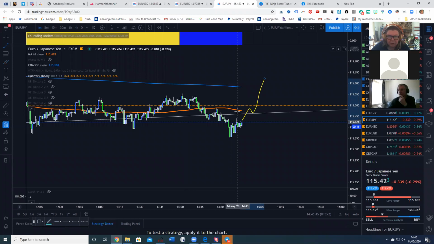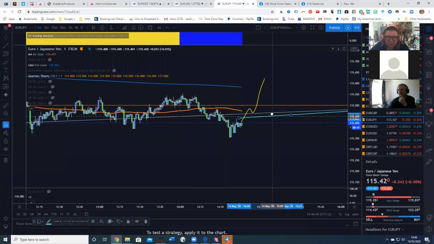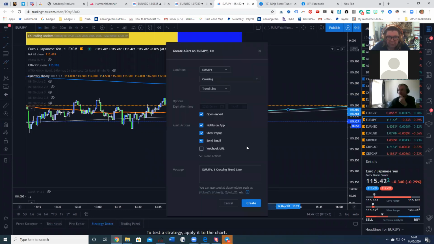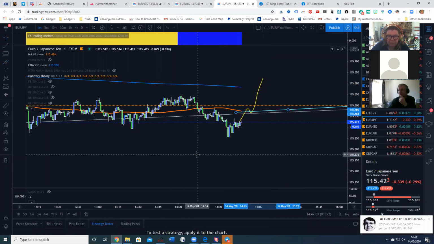So I'm going to put an alert on here, not a trend line, an alert. See what it decides to do there. And then what this means is I love trading off alerts. It took me a long while to get the confidence to do that rather than sit and stare at charts.